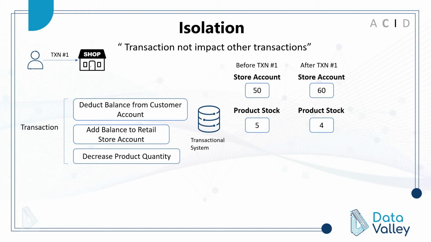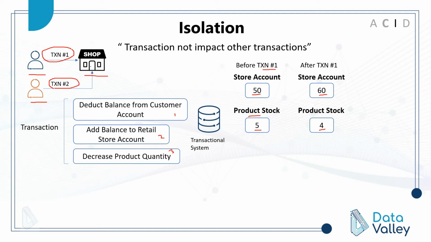And to understand more, let's take our use case. We have a customer who is going to purchase a product from a retail shop, and we have transaction number one, and inside this transaction we have three steps, 1, 2, and 3. And this is the data before transaction 1. Store account has 50, product stock has 5, and after transaction 1, store account should have 60 and product stock should have 4. Let's say at the same time we have another user going to purchase the same product.